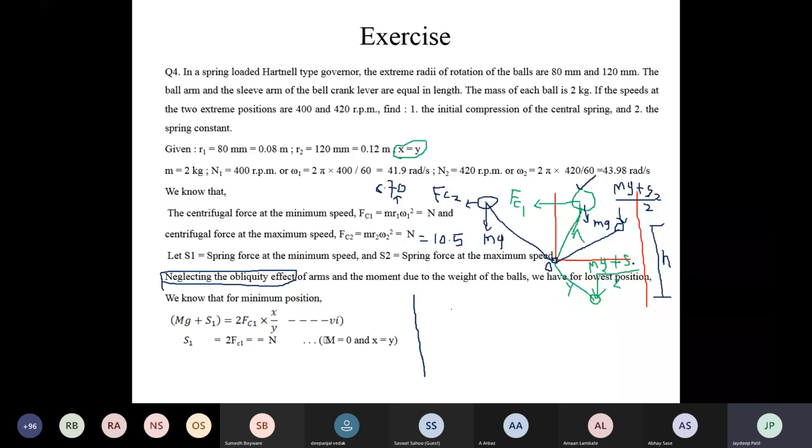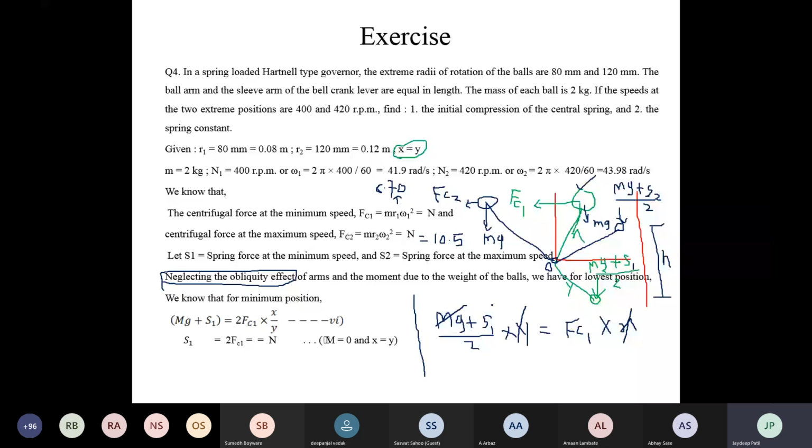If you see here, mg plus S1 divided by 2 into distance y, is equal to, because this force goes clockwise and FC goes anti-clockwise, FC1 into distance x. This distance is x and the distance of mg is a. If you see in the numerical, x is equal to y given, so this will cancel. The mass of the sleeve is not given, so a will cancel. What remains? S1 is equal to 2FC1.